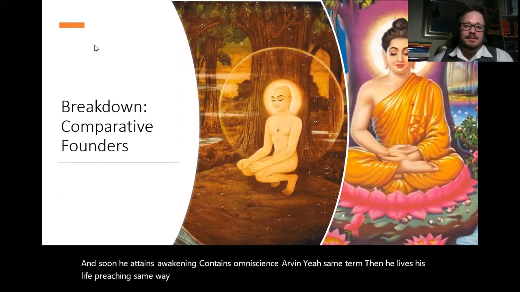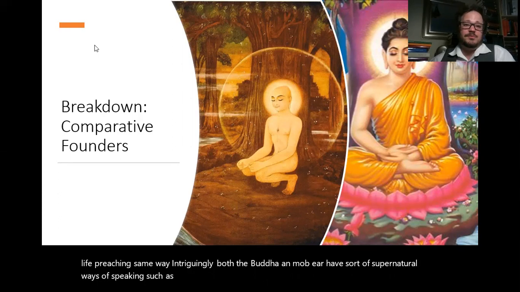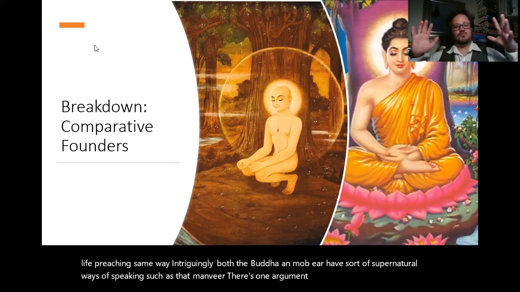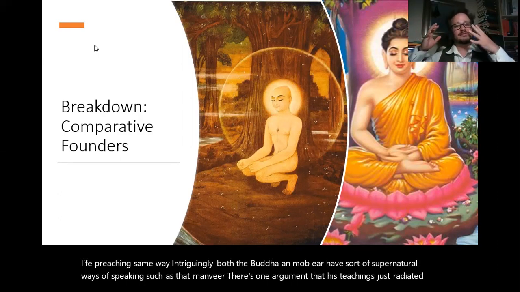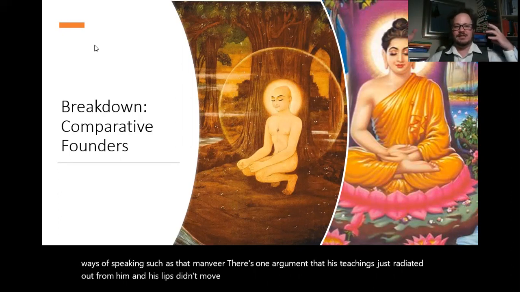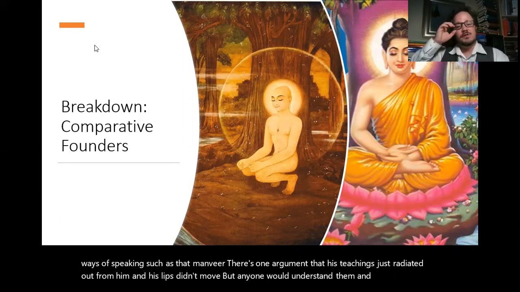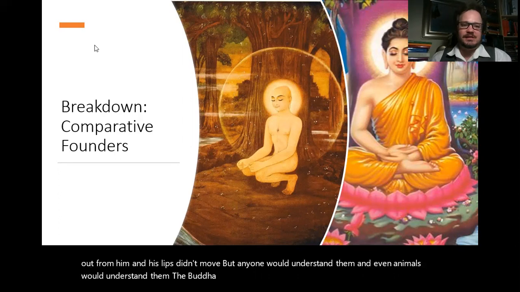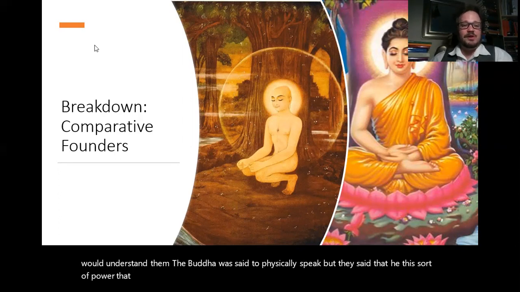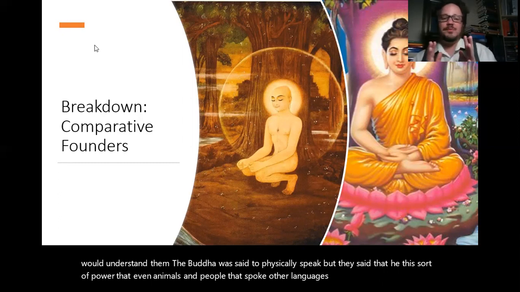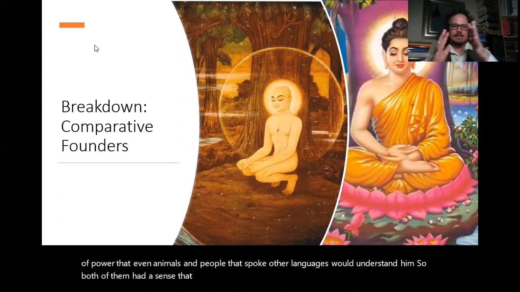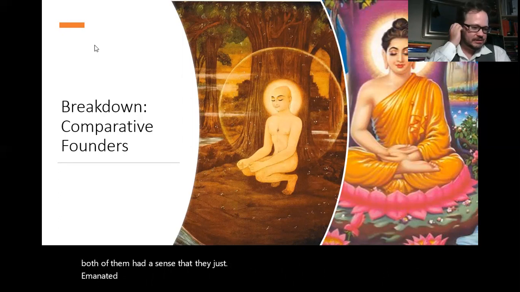Intriguingly, both the Buddha and Mahavir have sort of supernatural ways of speaking. For Mahavir, there's one argument that his teachings just radiated out from him and his lips didn't move, but anyone would understand them and even animals would understand them. The Buddha was said to physically speak, but they said that he had this sort of power that even animals and people that spoke other languages would understand him. So both of them had a sense that they just emanated their very teachings.